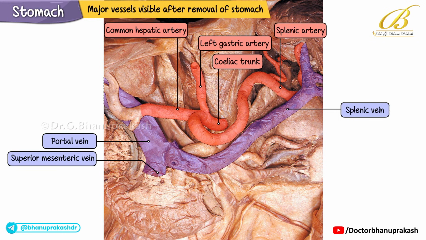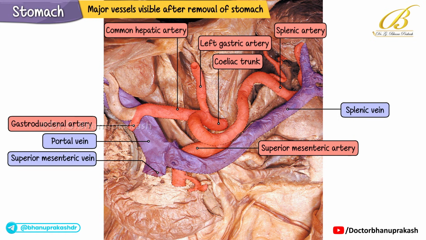origin of the celiac trunk, the superior mesenteric artery arises. At the hilum of the spleen, the splenic vessels are visible entering and leaving the organ. After giving rise to the gastroduodenal artery, the common hepatic artery continues as the proper hepatic artery.